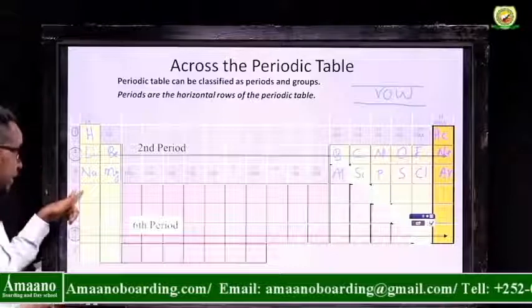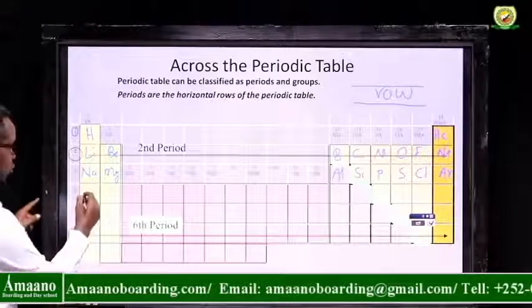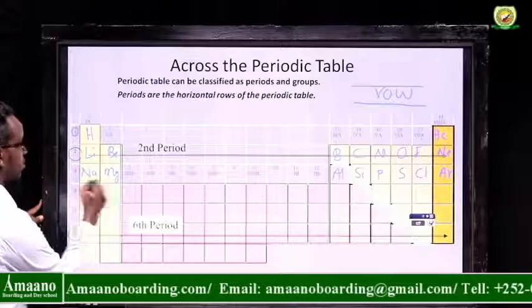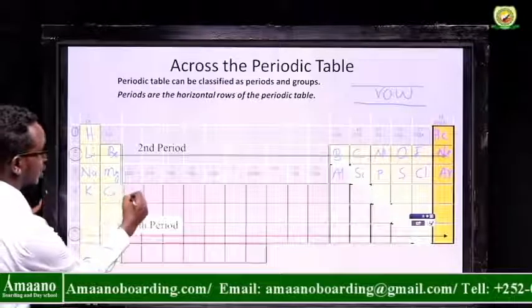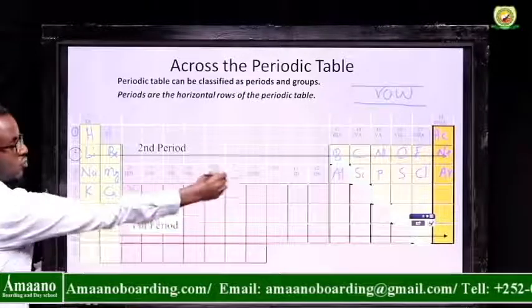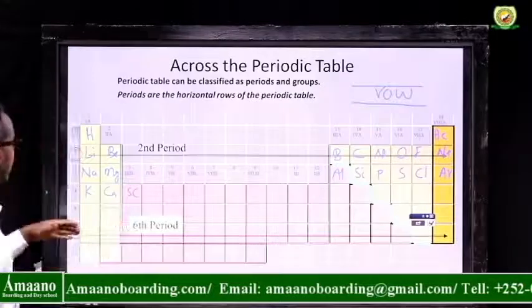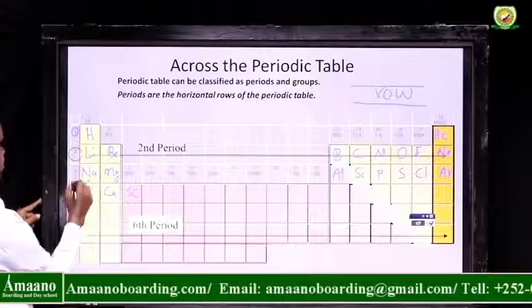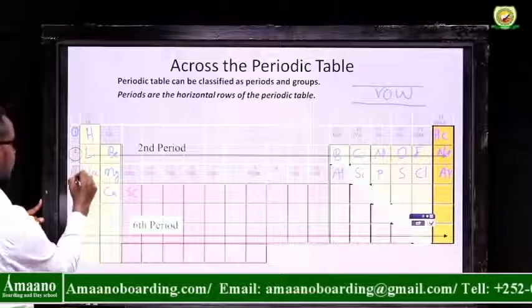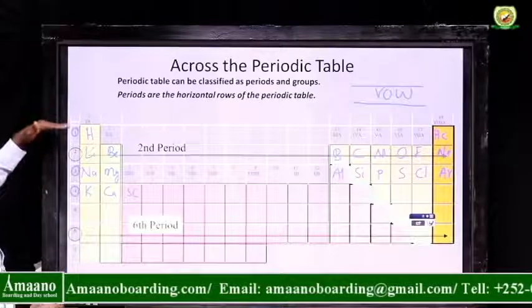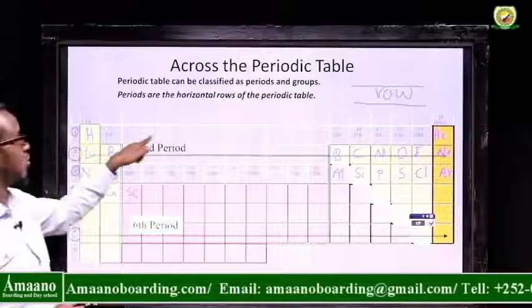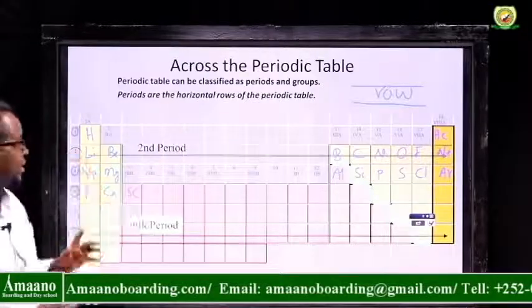What about row 4? It starts from potassium, then calcium. We can't continue because here are the transition metals. So this is period 4, and this is period 3. Period 1 contains only 2 elements.